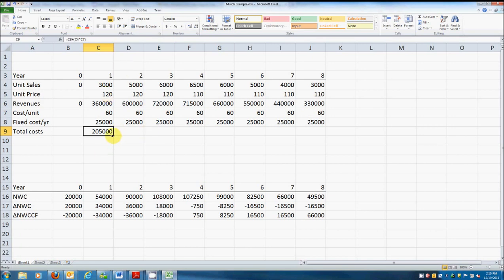Now in your book they do it slightly different. This is in table 10.11. They leave them separate, but for our purposes, we're going to do total cost. So we're just adding together their variable costs and fixed cost lines, and we get exactly the same numbers.